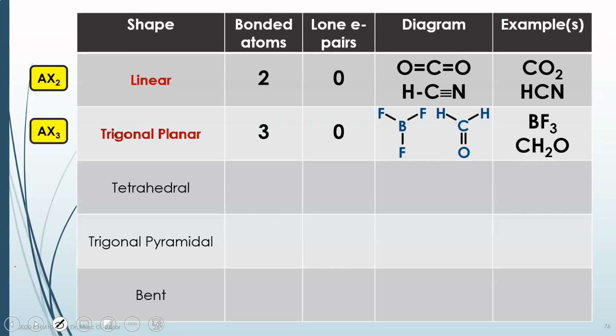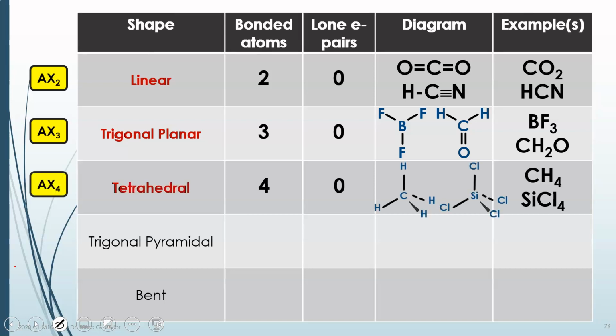Trigonal planar, three things are trying to spread out. In this case, we have three bonded atoms and no lone pairs. Boron trifluoride is one example. Formaldehyde that we already talked about before is another example. Three atoms are trying to separate with their electrons in there, and neither central atom has a lone pair.